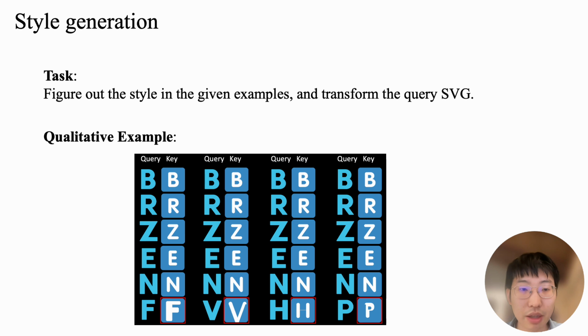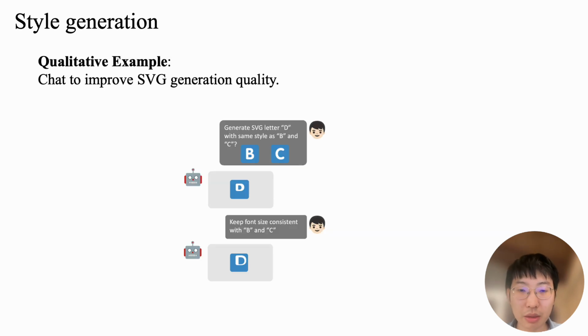Here is another style generation task, where the model needs to figure out the style in the given example and transform the query SVG. In this dialog, we can observe that with continuous dialog, GPT-4 can improve the SVG generation quality.